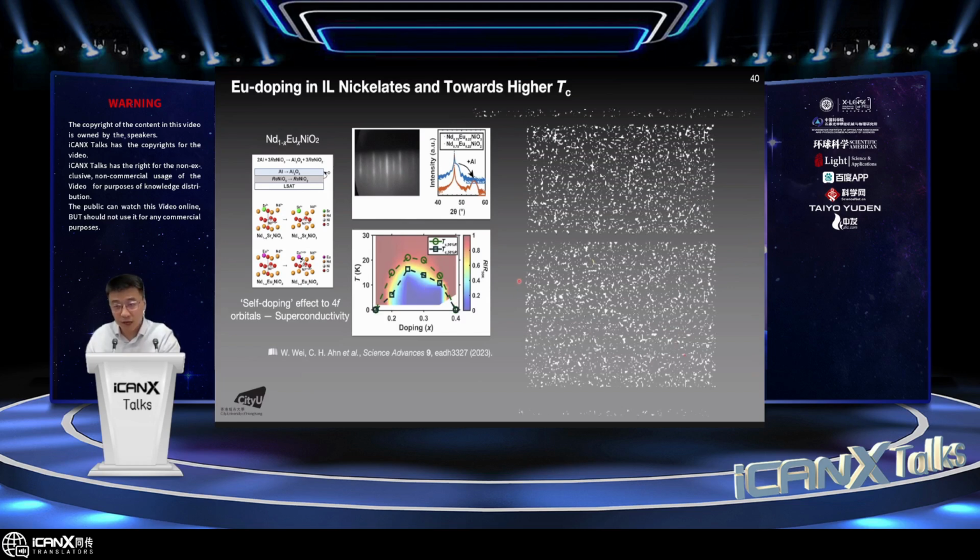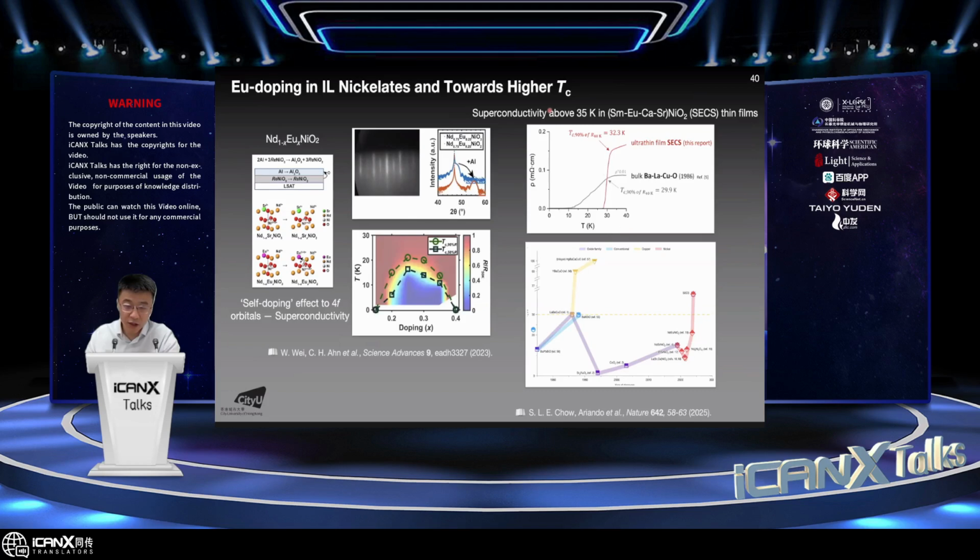So the work done by Ariando's group at National University of Singapore, where they synthesized this very complicated A-site infinite-layer nickelate compound, a samarium europium calcium strontium compound, in which they found a very high transition temperature, almost 40 Kelvin in the thin films. So this really raised our hope in further improving the transition temperature in these infinite-layer nickelate systems.